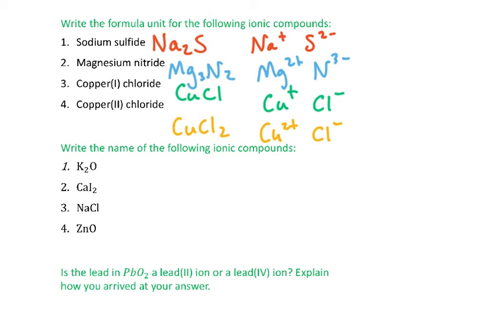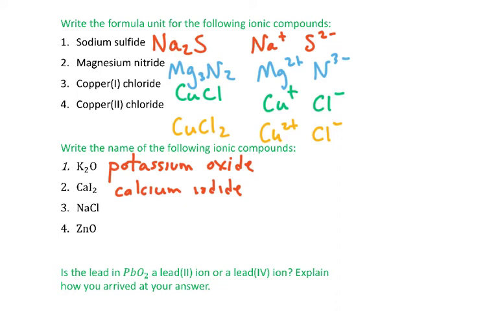Okay, and then we went the other way from the formula to the name. K2O is potassium oxide, with a space in the middle. CaI2, calcium iodide. Okay, so notice the 2's don't show up anywhere in the names. It only shows up in the formula. If you say potassium oxide, we all know that it's a plus 1 and a minus 2, so it must be K2O.